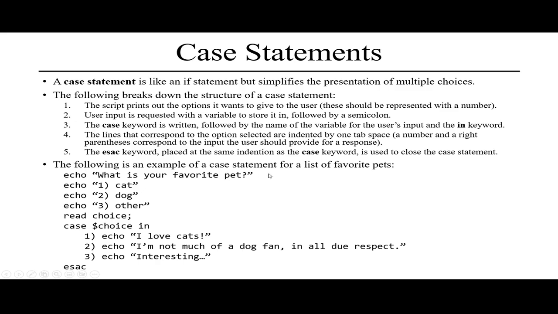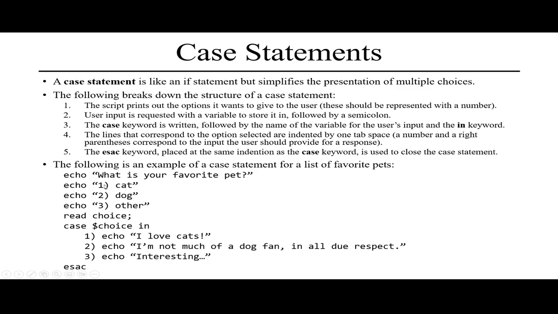So let's say we want to ask people what their favorite pets are. So we have option 1, option 2, option 3. Option 1 is a cat, option 2 is a dog, option 3 is other. So we're giving people 3 options to pick from. So read choice. Now we're asking people to type in a number or an option.